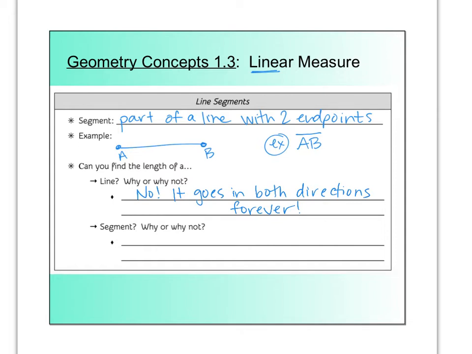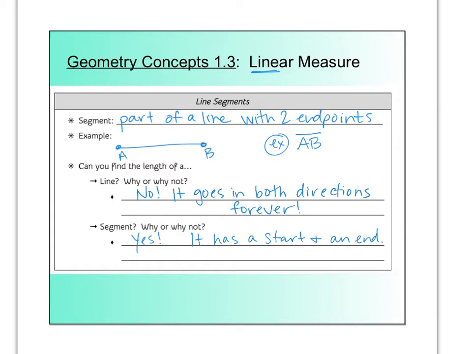Next question. Can you find the length of a segment? Well, in this case, it's just part of a line. Do you think you could measure that? The answer is yes. You can measure a segment. You could get out a ruler or a tape measure and measure the length of a segment. It has a start and an end.